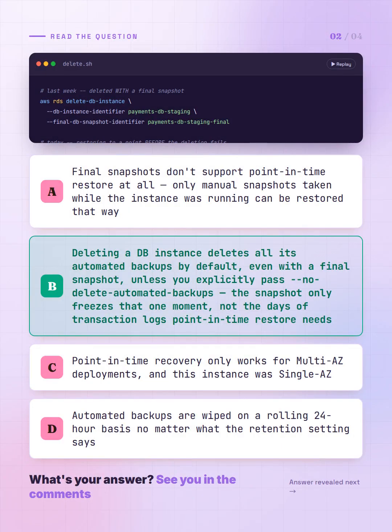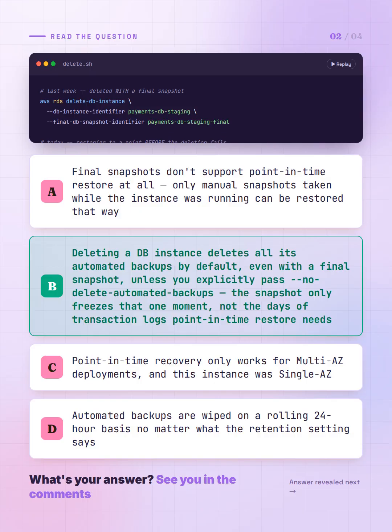The team ran delete DB instance with a final snapshot identifier attached, so there's a snapshot sitting in the console right now. Today, someone tries to restore to a point in time from 3 days before that deletion, and the restore command comes back with an error saying the source instance can't be found. So what's the actual explanation?